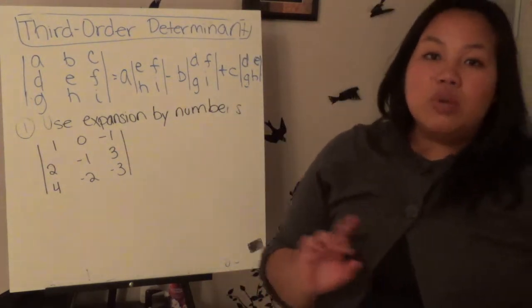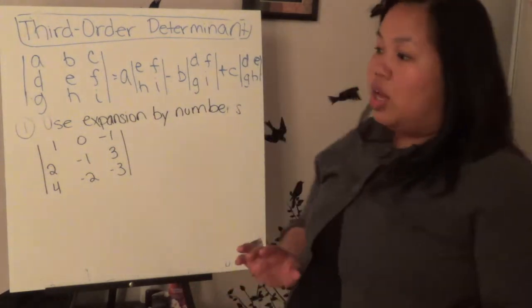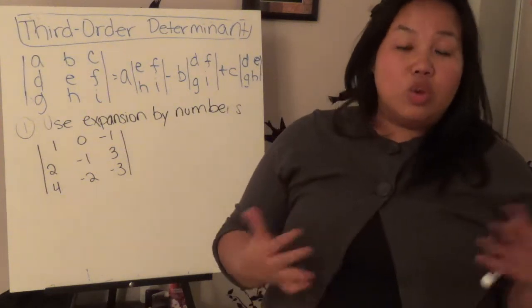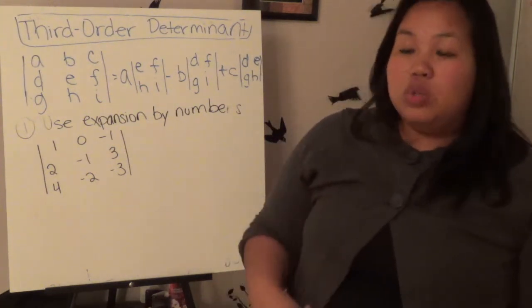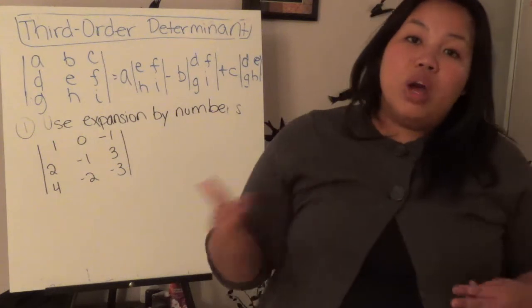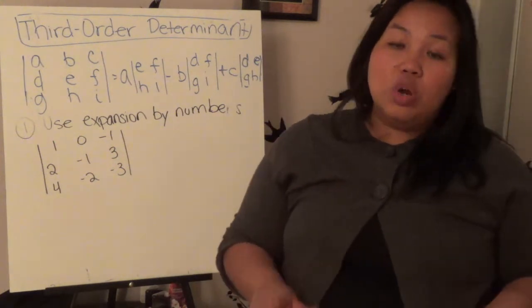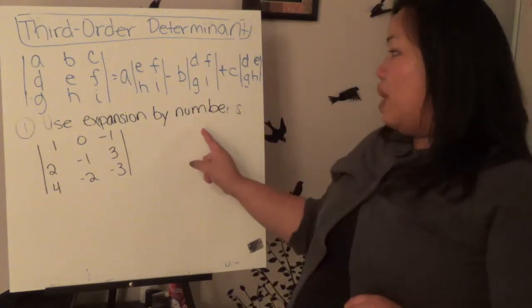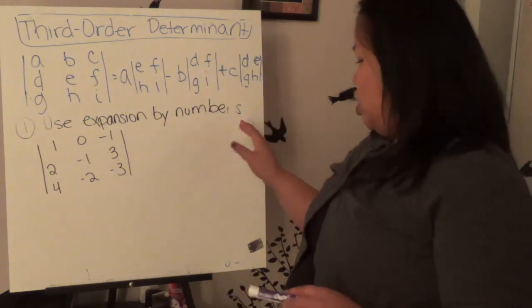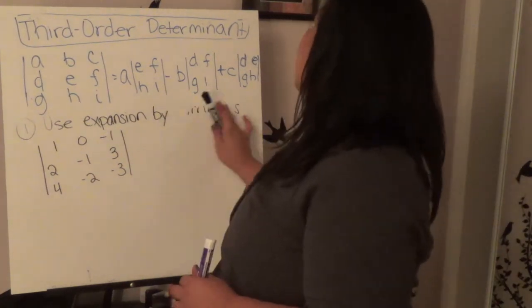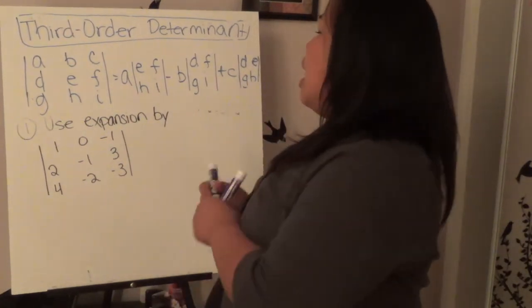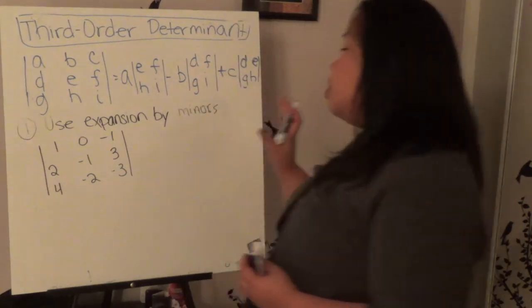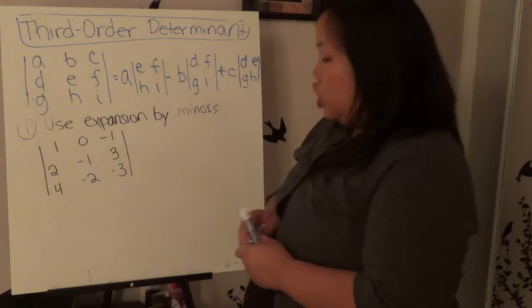And just like when we were dealing with point slope form and slope intercept form, there's certain ones that you're more comfortable with, like when we did substitution versus elimination. So I want to show you the two methods the book shows. You decide which one you're most comfortable with. This is called expansion by minors. And the other one we're going to use is diagonals. I prefer the diagonals, but it's up to you on which one, and I'll show you how to do it.